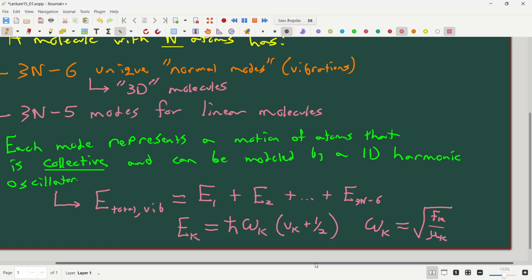It's just that we have 3n minus 6 of these now. They're all independent of each other. They can all be excited independently. But in terms of energies and harmonic oscillators, they all act like one-dimensional harmonic oscillators, like little diatomics. Right? It's just that now the coordinate's not just a single bond length, but a linear combination of all the bonds and all the atoms. They're all moving collectively in a unique way.